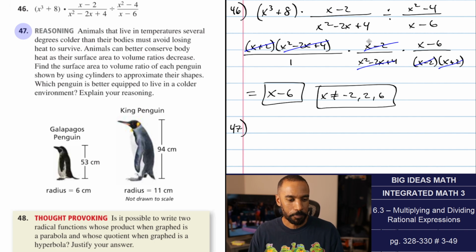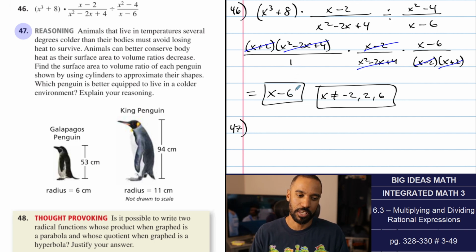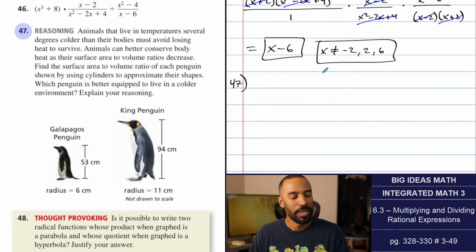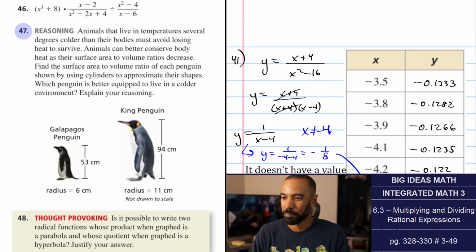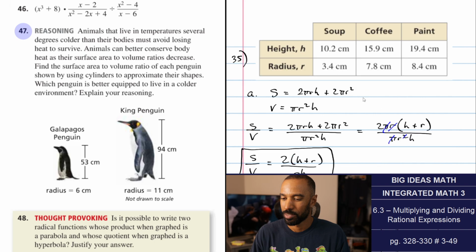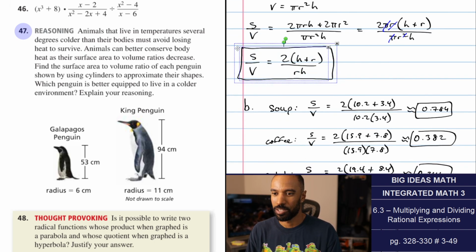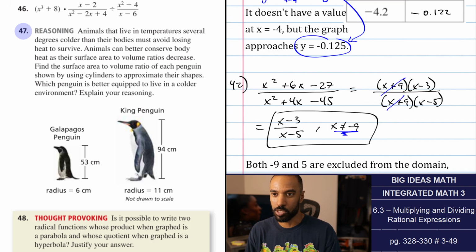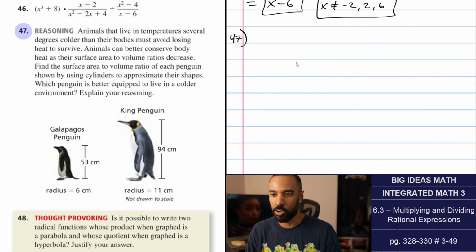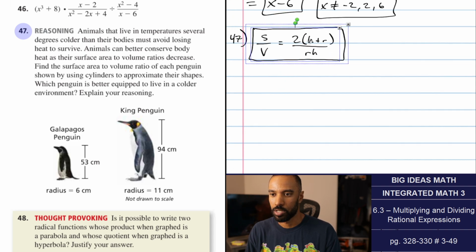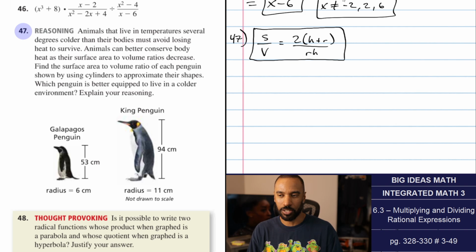Explain your reasoning. Okay. So the Galapagos penguin has a cylindrical height of 53 centimeters and a radius of 6 centimeters. So can we still use... Oh, what are the other formulas? Can we still use this? These were cylinders. I'm going to copy and paste that thing. Because this, listen, it was a quicker way to do surface area to volume, right? So let's use it. So surface area to volume of cylinders goes like this.